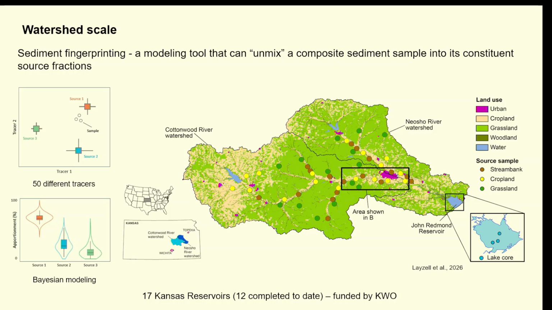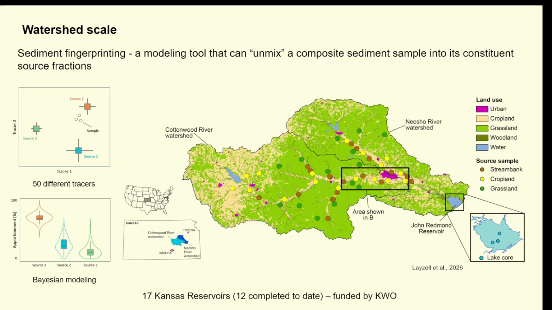Then you use Bayesian modeling to pull all that apart and apportion those results. So for that particular example, you can imagine those reservoir sediment samples, if you look at the plot on the bottom left, being 70% stream bank, let's say 20% cropland and 10% grassland. So that's in general how it works.